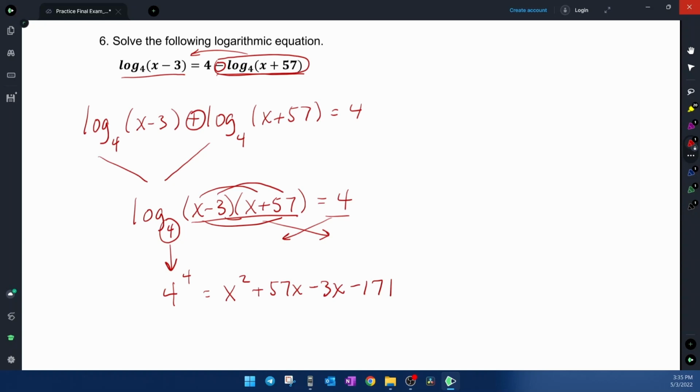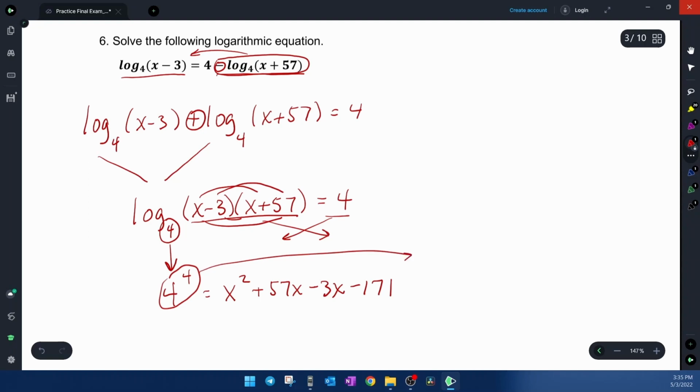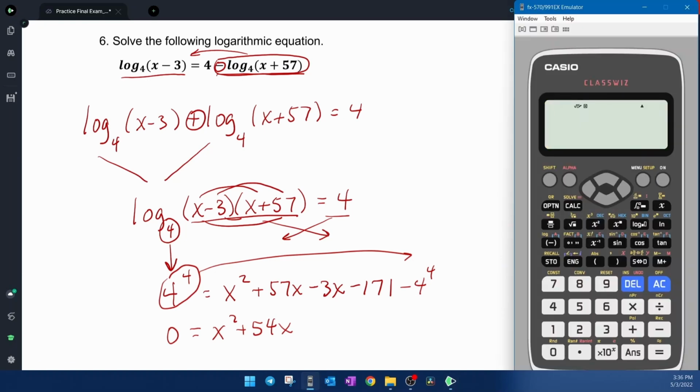Now, look where I'm at. My log equation has now become quadratic. And since it's quadratic, I've got to set it equal to 0. So we're going to move the 4 to the 4th over, and we're going to combine like terms, giving us x squared. 57 minus 3 is a plus 54x. And then negative 171 minus 4 to the 4th, using our calculator. Negative 171 minus 4 to the 4th, negative 427.